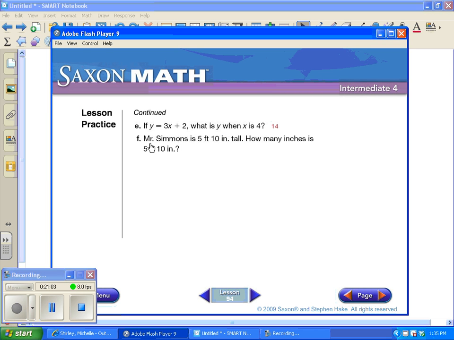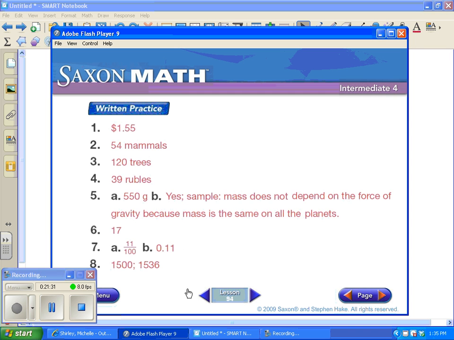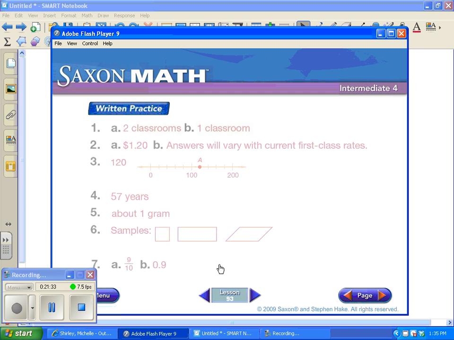Okay, Mr. Simmons is 5 feet 10 inches tall. How many inches is 5 feet 10 inches? So let's just look at the feet first. We know there are 12 inches in 1 foot. So how many inches would be in 5 feet? We have to do 5 times 12. If you've got that one memorized, you know it's 60. Plus this 10 inches, that would be how many inches in all? 70 inches.